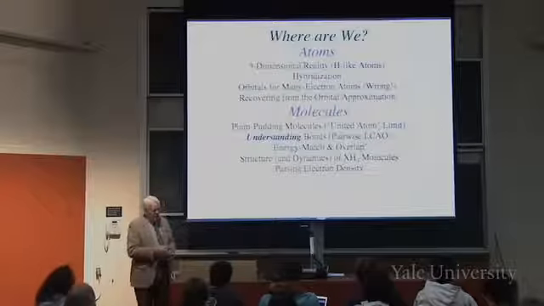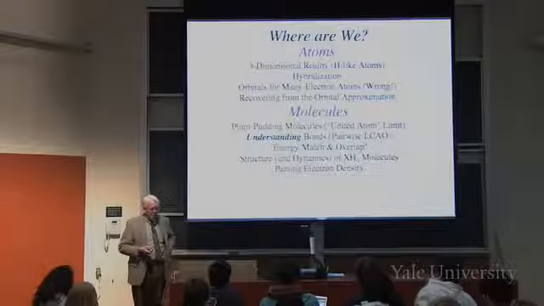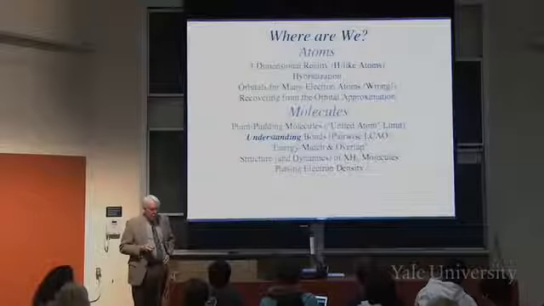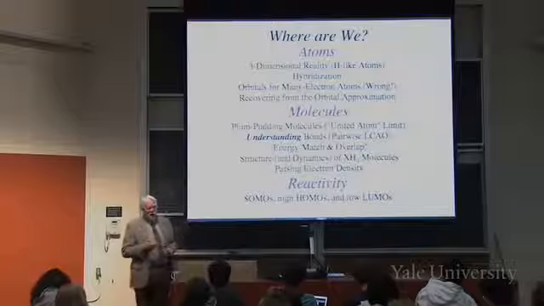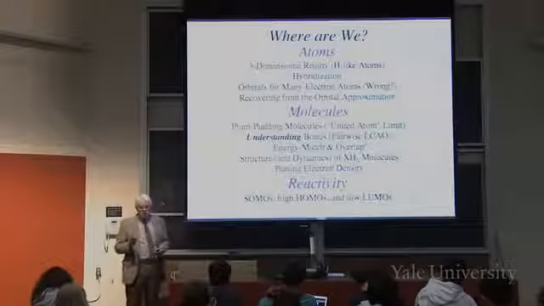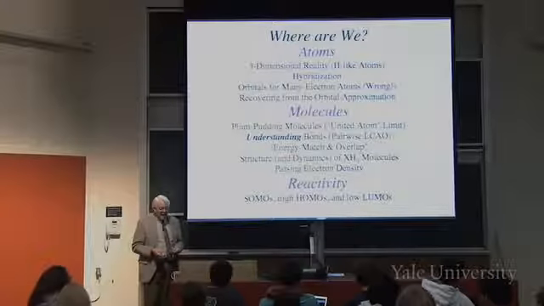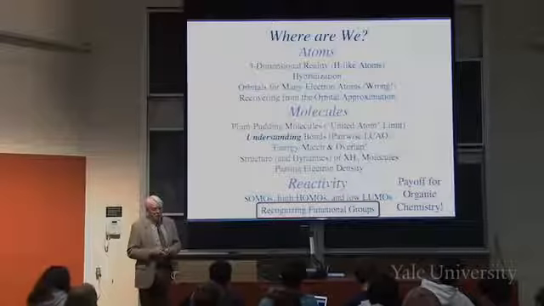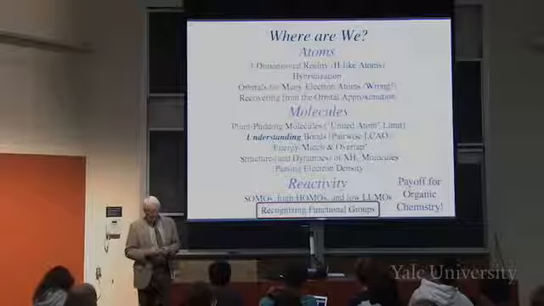So where are we? We've gone through atoms, we've gone through molecules and looked at how we can understand the electron density in molecules, and now we're at the final payoff, which is reactivity. How can we understand reactivity in terms of SOMOs, singly occupied molecular orbitals, high HOMOs and low LUMOs, and how can we recognize functional groups, so that even if we never saw them before, we know how reactive they're going to be, and with what.